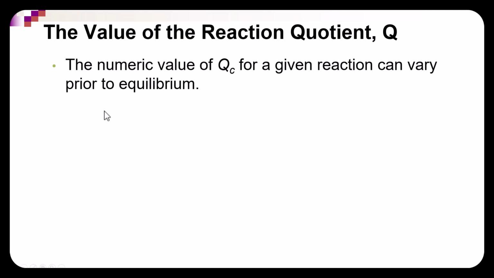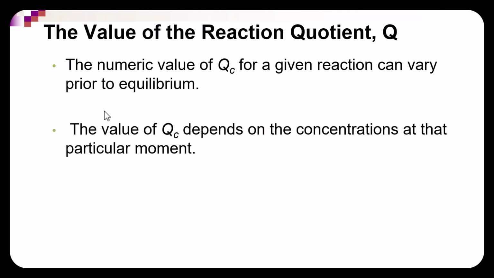That number can vary from equation to equation. The number for Q for a given reaction can vary prior to equilibrium. If the value is one thing, that might be before equilibrium. If the value is something else, that may be past equilibrium. But that numeric value is going to mean something to us. It depends on the concentrations at that particular moment, okay?